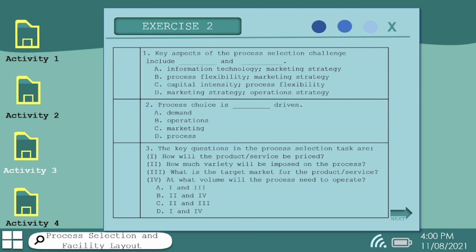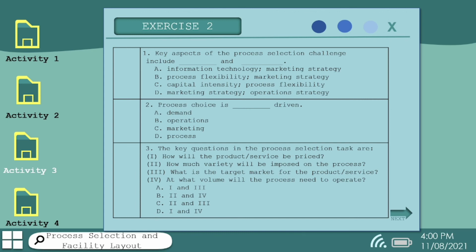For question number 3, the key questions in the process selection task are, the answer is letter B. How much variety will be imposed on the process and what volume will the process need to operate? And as mentioned, variety and volume affect the process selection. It is needed to bear in mind these two questions.